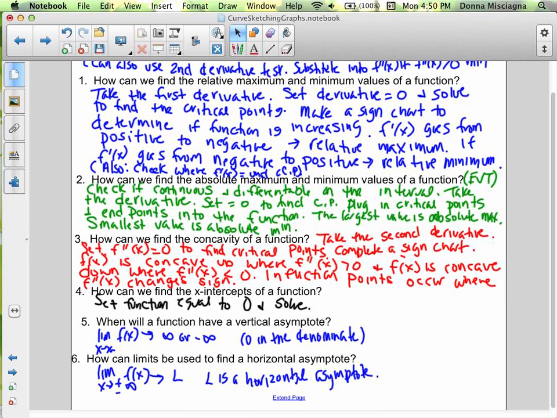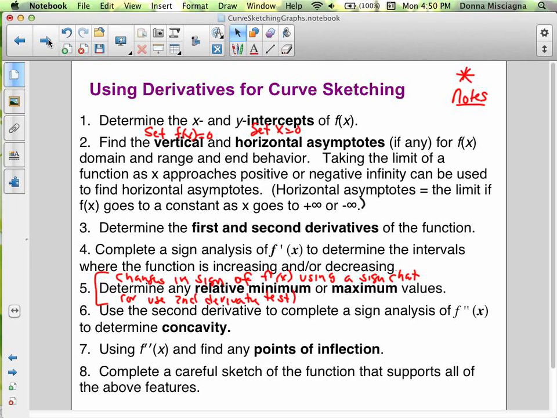Let's scroll up just a little bit. The limit as x approaches positive or negative infinity, if that is a finite value, then that finite value is a horizontal asymptote. So a little review there. And these are concepts that have expanded the entire quarter. This is in your notes. All right, so these are the steps.